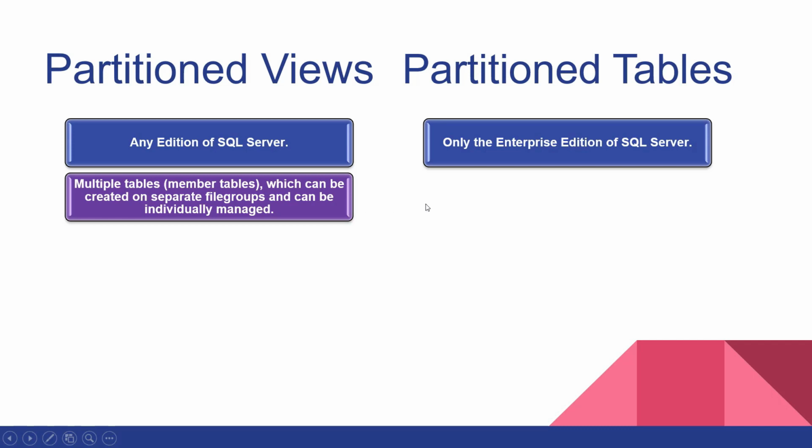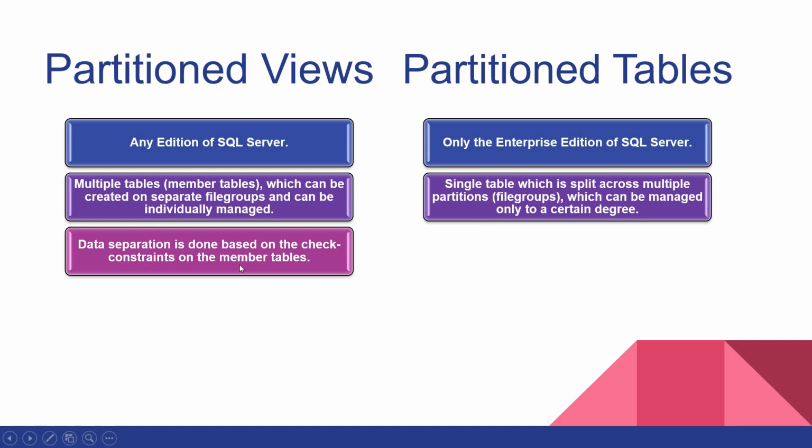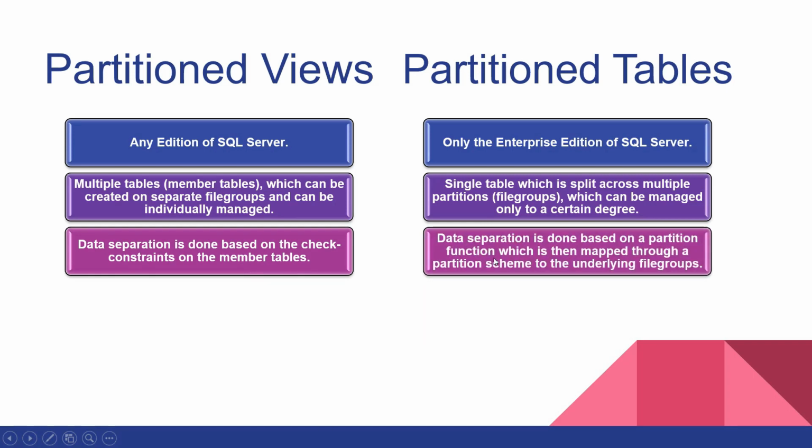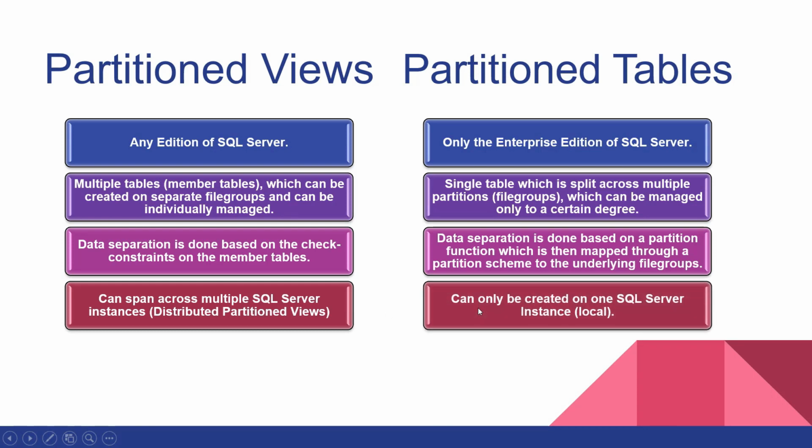With partition tables, we only have one huge table, which is logically split up into partitions. With newer versions of SQL Server, there are now ways to manage these partitions individually to a certain extent. Data separation in partition views is done based on the check constraints defined on the member tables. With partition tables, data separation is done based on partition function, which is then mapped through a partition scheme to the underlying file groups. Furthermore, we see that partition views can be implemented locally and can also span across multiple SQL Server instances, which is a limitation we have with partition tables.